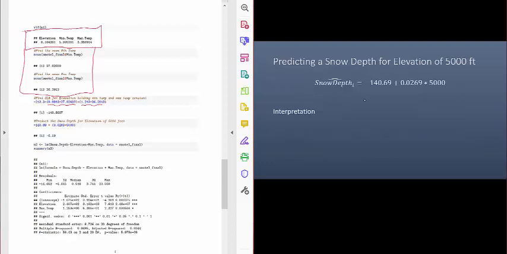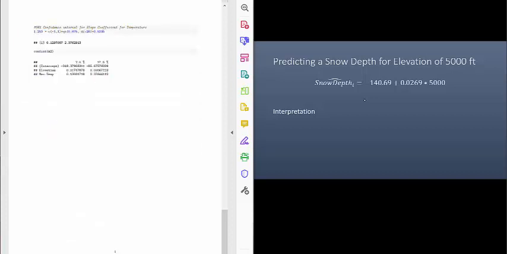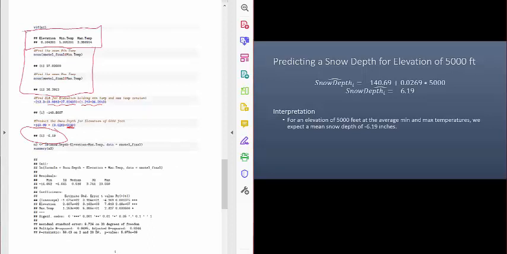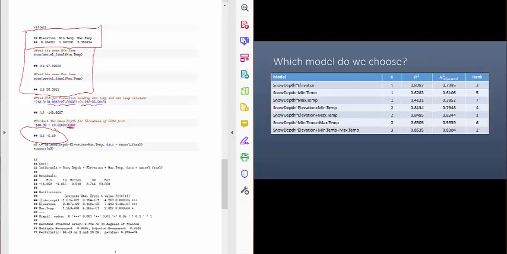We can also predict the mean snow depth for an elevation of 5,000, assuming min temp and max temp are included in the model. So here we've plugged in the value of 5,000 for our x value and find a mean snow depth of negative 6.19. For an elevation of 5,000 feet at the average min and max temperatures, we expect a mean snow depth of negative 6.19 inches.